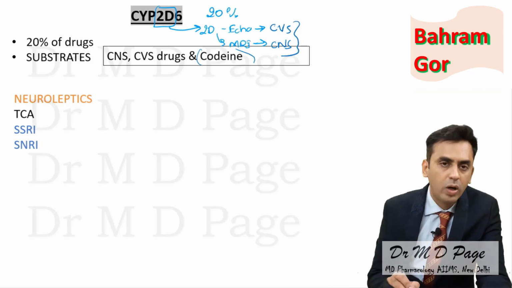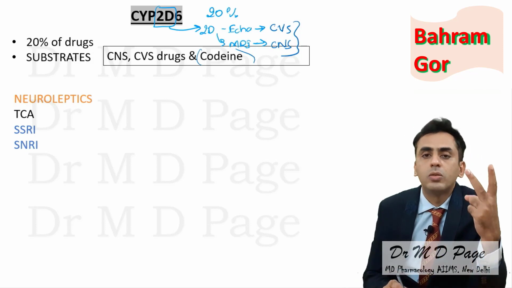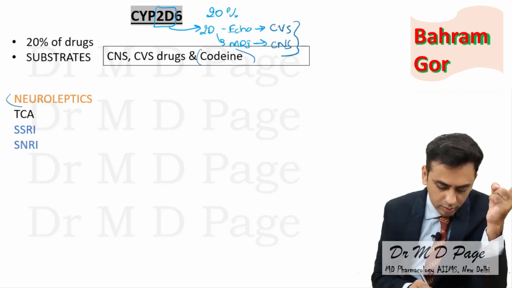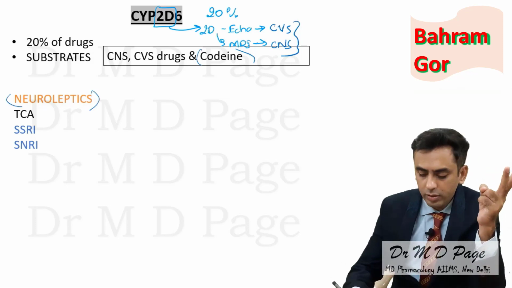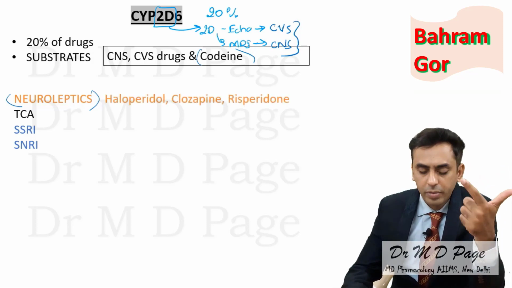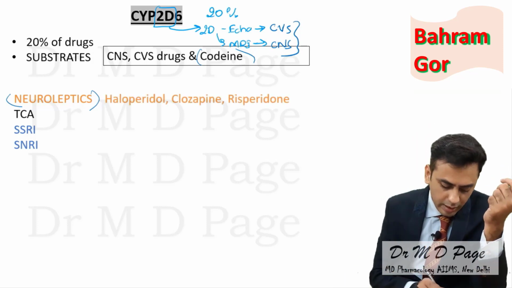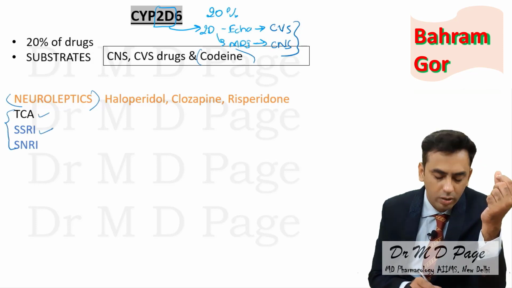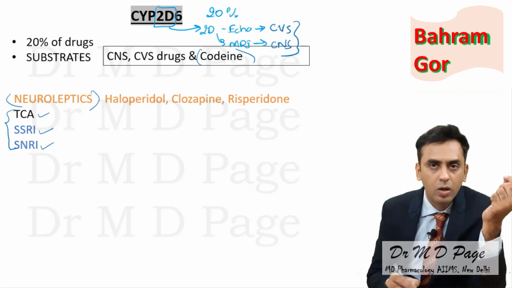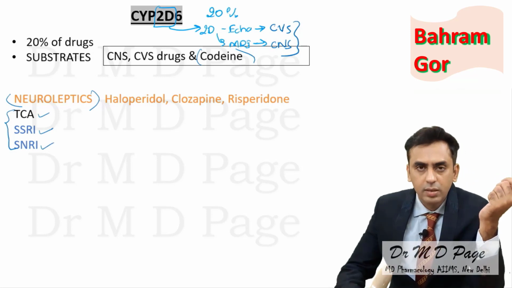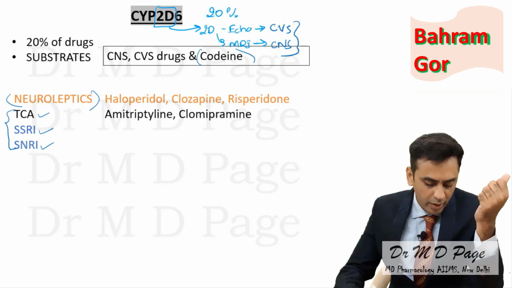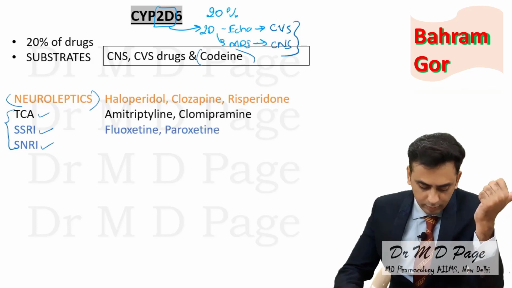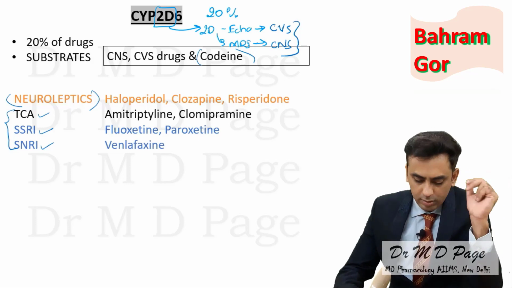In CNS drugs, what you have to remember is two groups of drugs, antipsychotics and antidepressants. In antipsychotics, we have haloperidol, clozapine and risperidone. In antidepressants, we have tricyclic antidepressants, selective serotonin reuptake inhibitors and serotonin norepinephrine reuptake inhibitors. TCA examples: amitriptyline, clomipramine. SSRI examples: fluoxetine, paroxetine. SNRI: venlafaxine. So these are the CNS substrates.